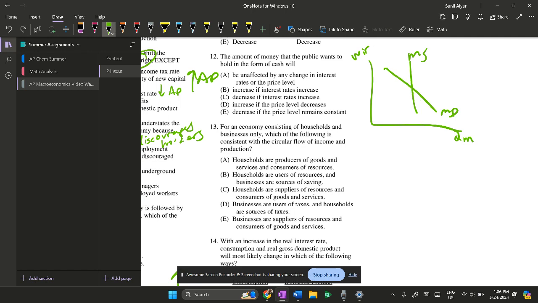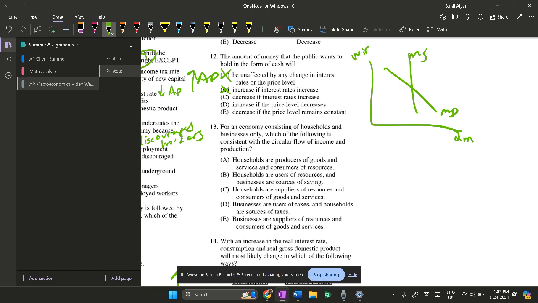So what directly influences that is the price level, okay? So you need to know that it's the price level, but it can also be interest rates. So it definitely is affected, so we can cross out that one. And now we just find which one it really is. So increase if interest rates increase. So if interest rates increase, let's say we're up here, or we went from here to up here. We were holding a lot of money, and now we're holding not a lot of money. So it's not that. Let's get rid of what we just drew.